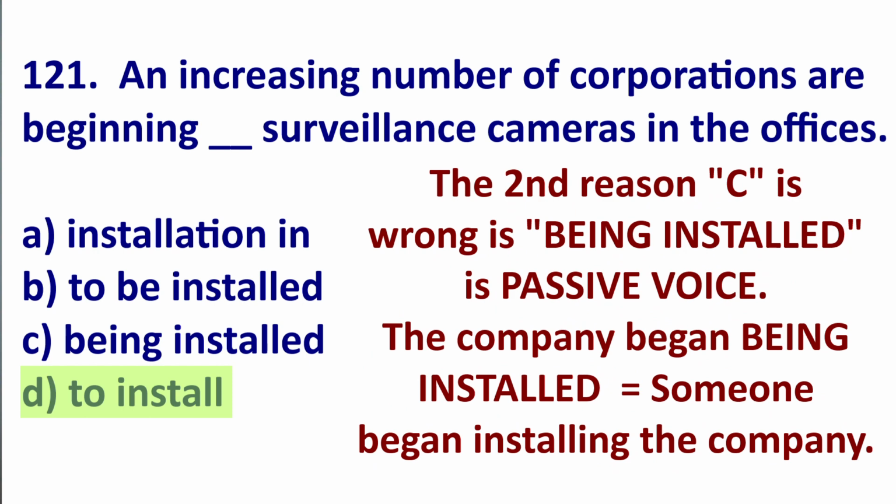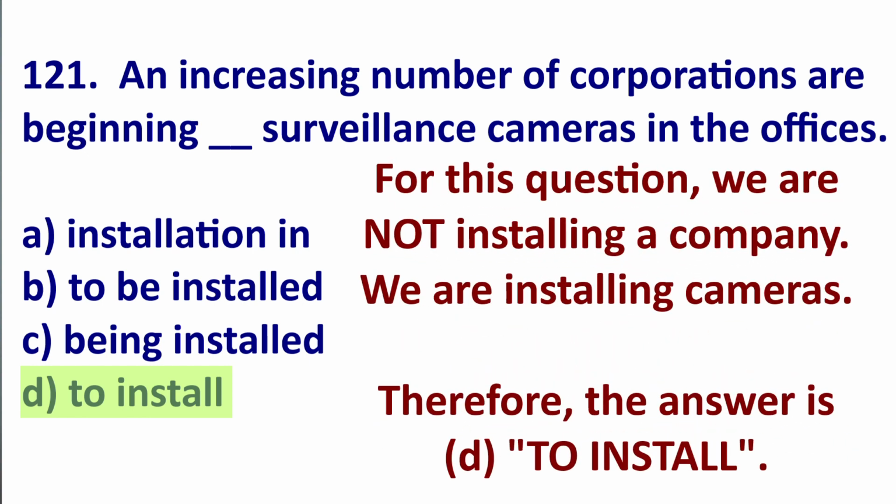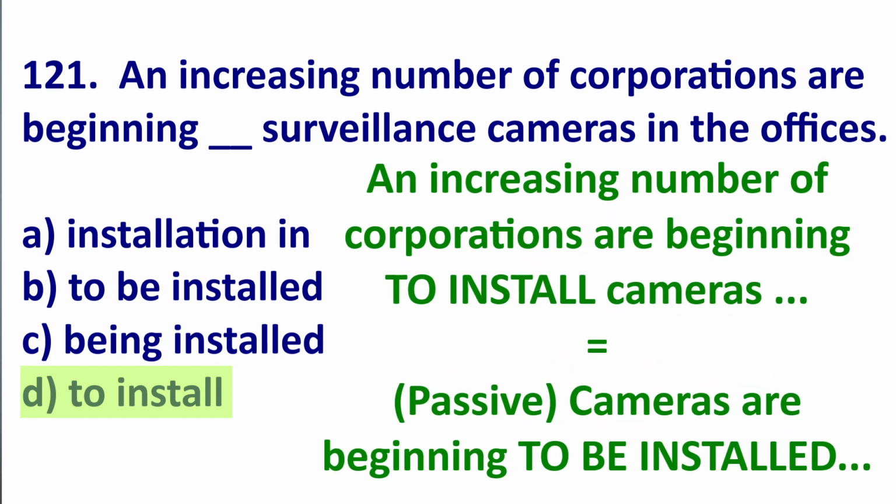Also, began being verbed is passive voice. So if I said the company began being installed, that means something began installing the company. Obviously, we are not installing the company. We are installing the cameras. So therefore, the answer is C, to install. So the company installs the camera. The company is beginning. They are starting to install these cameras.